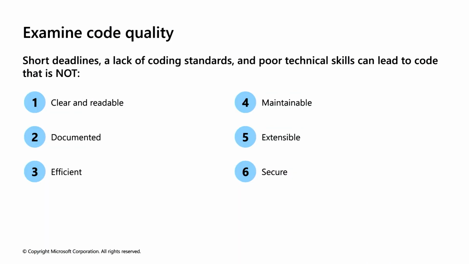Code quality is essential for building software that is clear, maintainable, and secure. So when teams face short deadlines, lack coding standards, or have limited technical skills, the resulting code can be difficult to read, poorly documented, inefficient, and hard to extend or protect. High-quality code should be easy to understand, be well documented, and designed for future growth, so ensuring that it remains robust and secure as the project evolves.